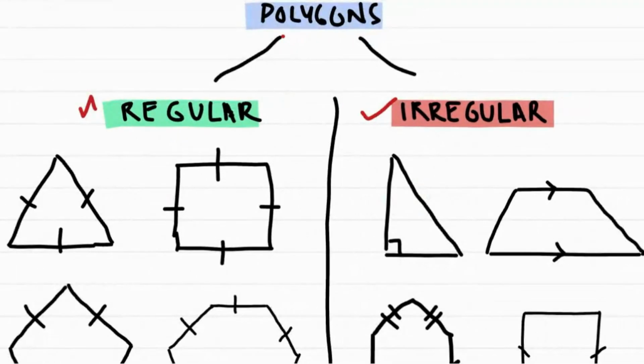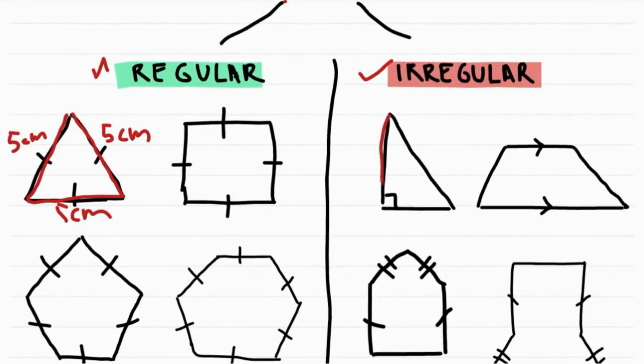When I say regular, that means the length of all the sides is equal. We see an equilateral triangle right here. All of its sides would measure the same. For example, this would be 5 centimeters, so all of the other sides would be 5 centimeters as well. That is what a regular polygon is. In an irregular polygon, it's the opposite: the lengths would be of different sizes. This would be 8 centimeters, this would be, let's say, 5 centimeters, and this would be 2 centimeters. So this is an irregular polygon.